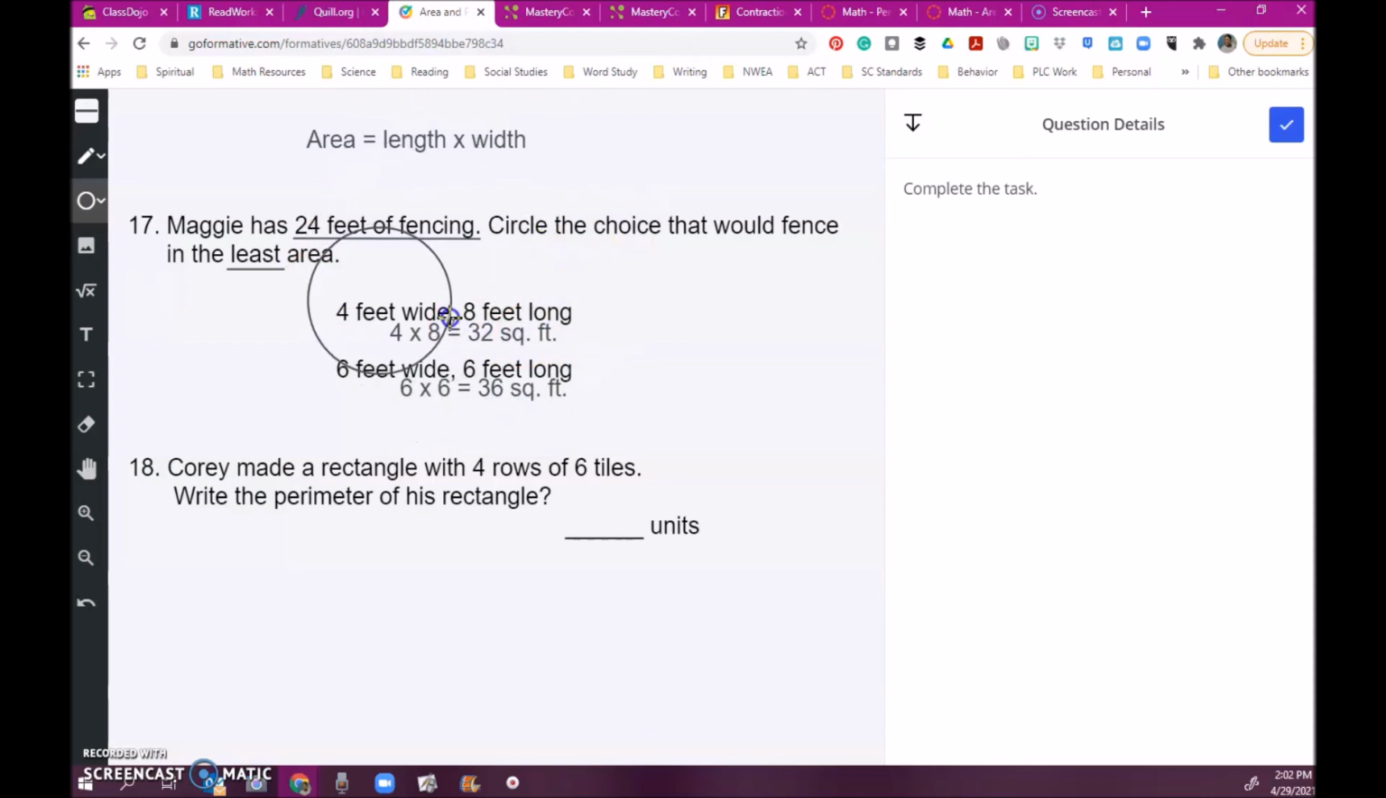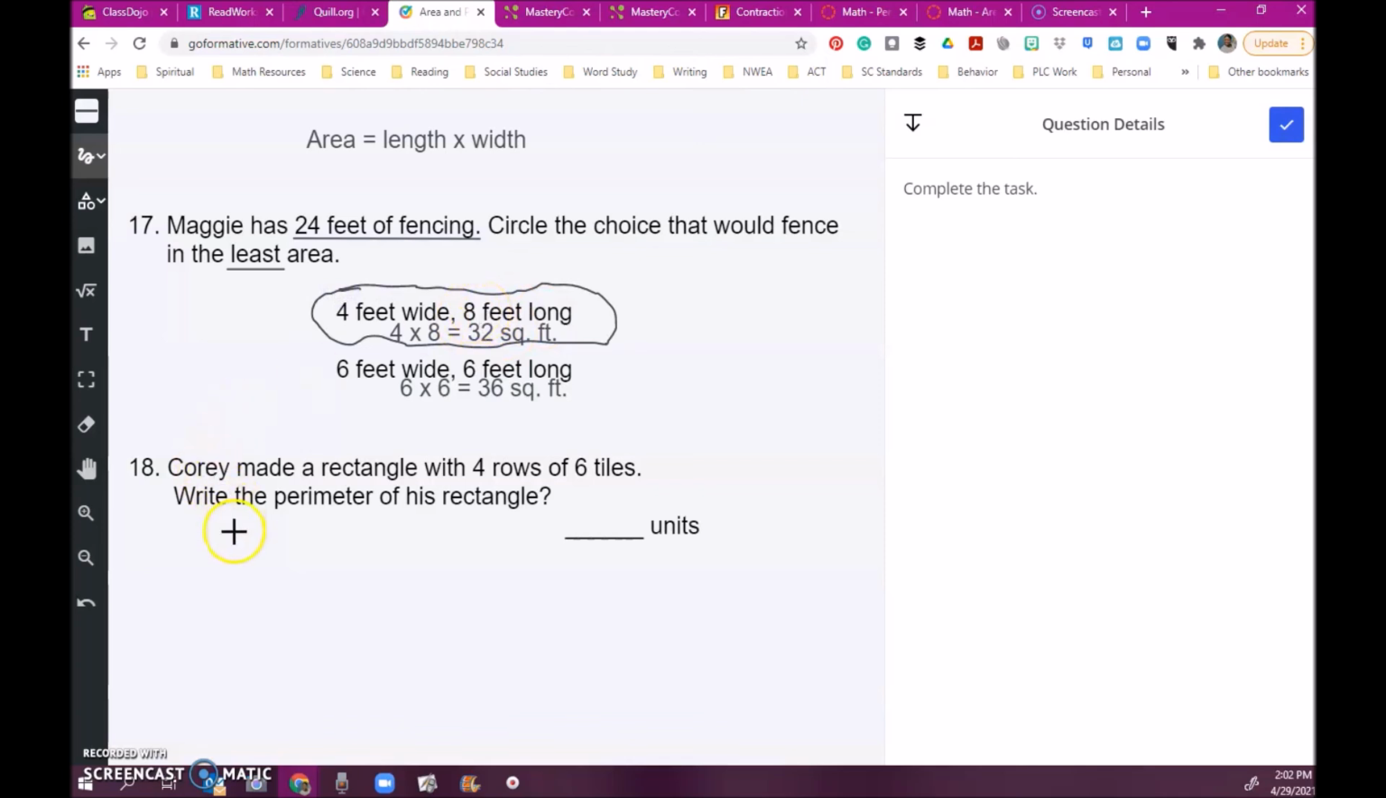Well, maybe I won't circle it that way because that's weird. So I'm going to click on there and get rid of this circle that I do not want there. And I'm going to just use my draw pen and scribble in and circle that. I think she should go with this 4 feet wide and 8 feet long to get the least.